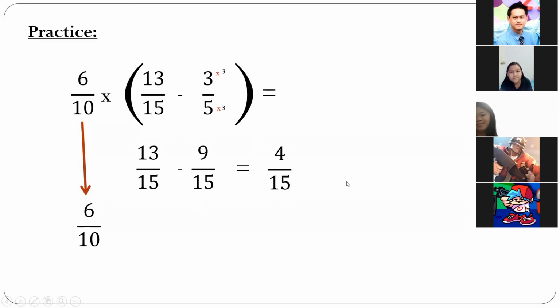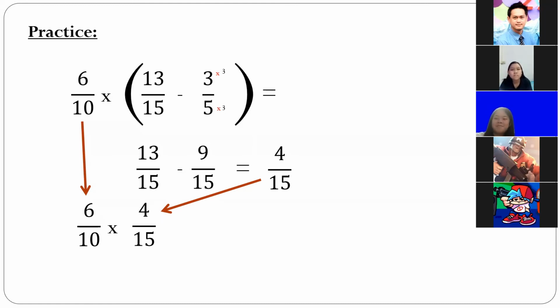Let's rewrite. 6 over 10 times 4 over 15. Are there any numbers we can cancel out? Yes. What are those numbers? 6 and 15, and 4 and 10. Okay. Cancel. Now let's proceed to multiplication. The answer is 4 over 25. Very good. Next.